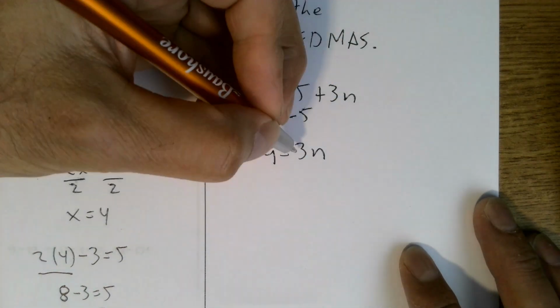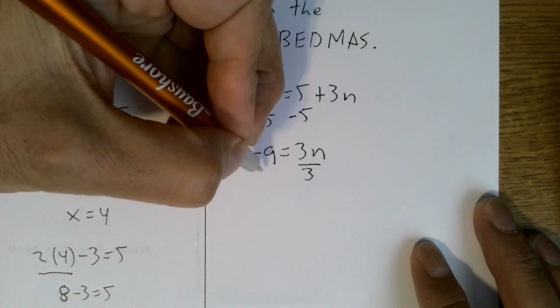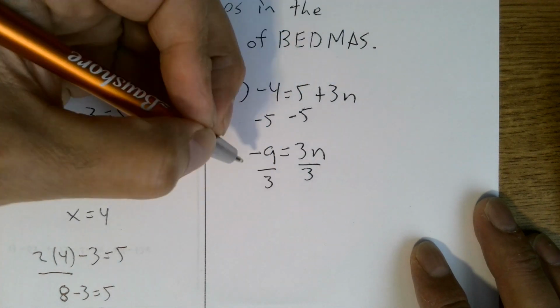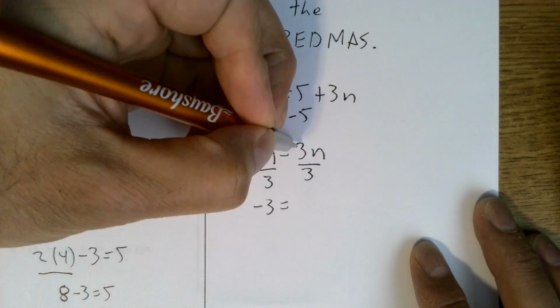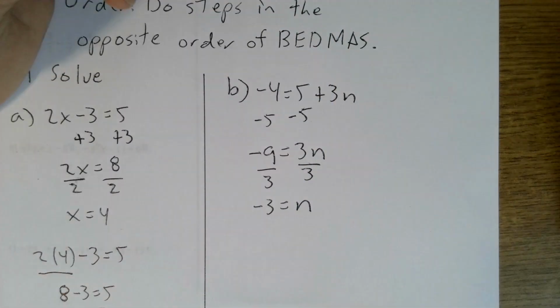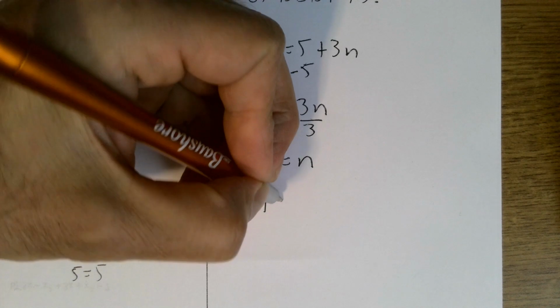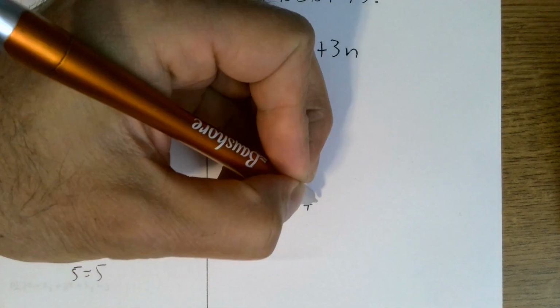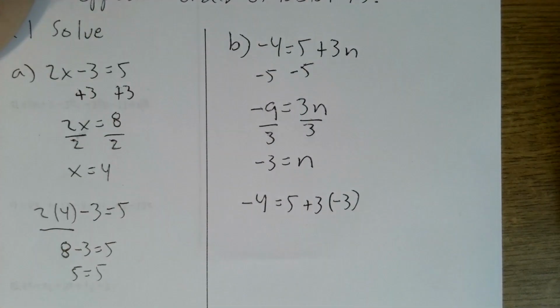And again, I've got 3 times n. I want that to be 1 times n. So I'm going to divide both sides by 3. Negative 9 divided by 3 is negative 3. 3 divided by 3 is 1, so I've got 1 times n is n. Perfect. And again, put it into the original equation exactly the same, except for instead of n, I'm going to put a negative 3 in brackets.